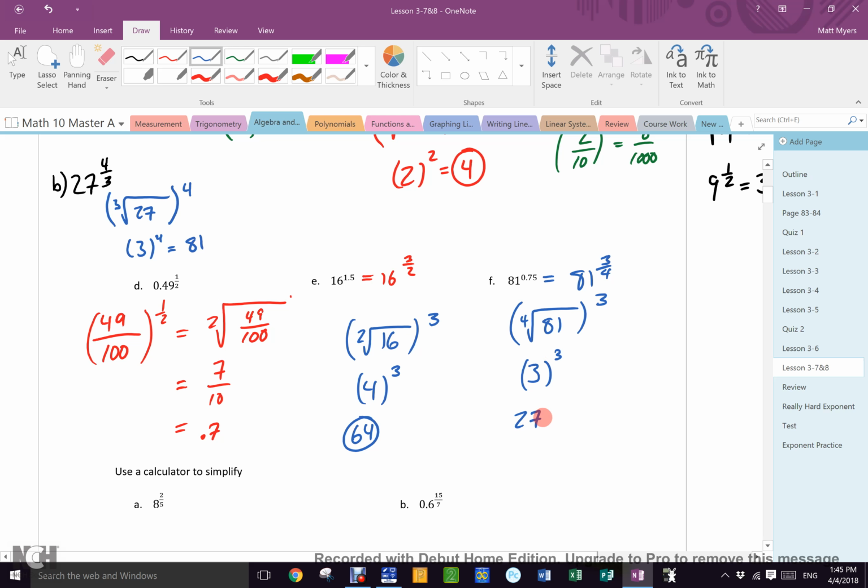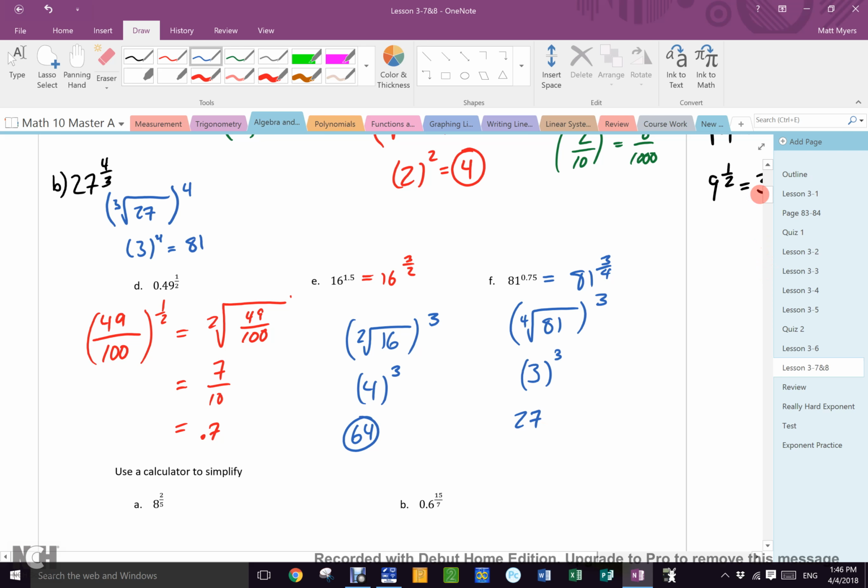Everybody good? What have you noticed about all 6 of these examples? Look at all the answers. Did they all work out? They're all perfect, aren't they? Is that really going to happen? No, it isn't. In the real world, there's other numbers than perfect squares and cubes, right?